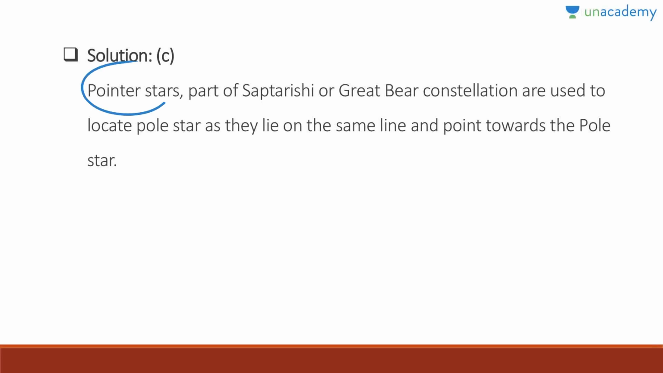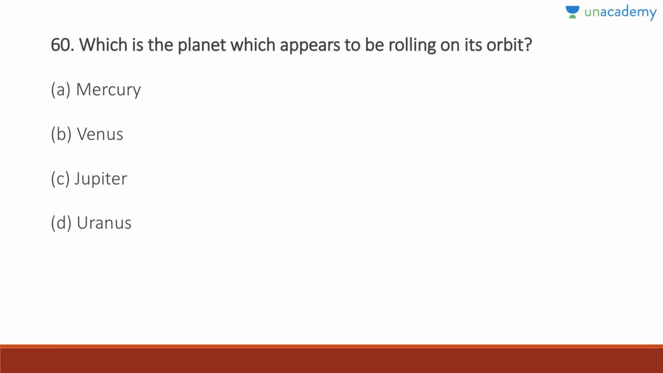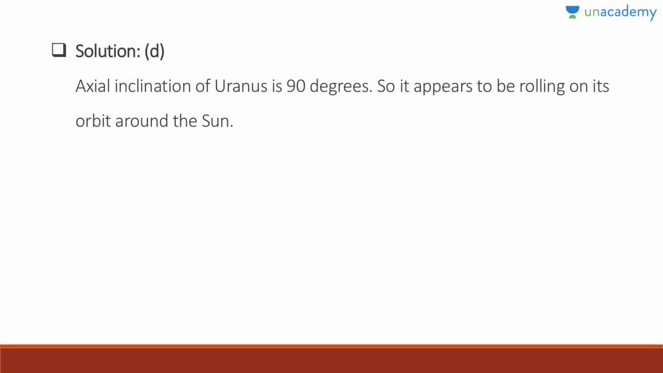So pointer stars, which are part of Saptarishi or the Great Bear constellation, are used to locate the pole star as they lie on the same line and they point towards the pole star. Question number 60. Which of the following planets appears to be rolling on its orbit? The answer here is Uranus. Its axial inclination is almost 90 degrees, so it appears to be rolling on its orbit around the sun.